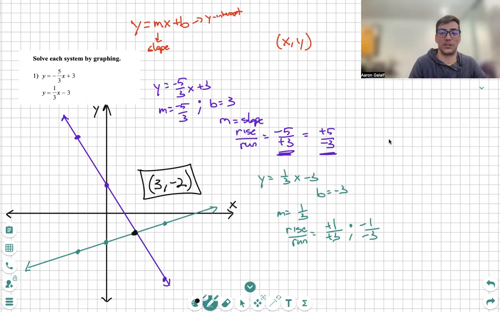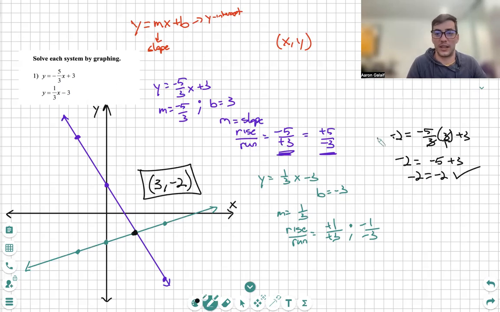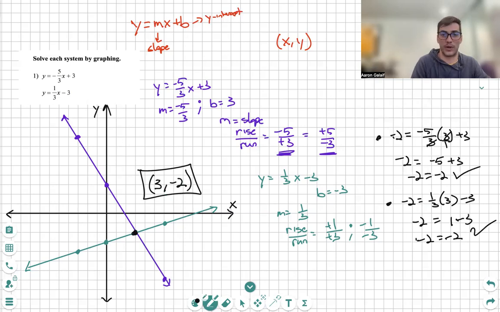And let's do that. So we see that if we plug in -2 for y, -5/3 times 3 plus 3. Clean up the right side. We can multiply the fractions and see it's -5 plus 3 because those will cancel. We have -2 equals -2. That is correct. Let's try the second equation. We have -2 equals 1/3 times 3 minus 3. Again, we're going to multiply the fractions together. We get 1 minus 3, -2 equals -2. So they're both correct, and this does satisfy the system of equations.